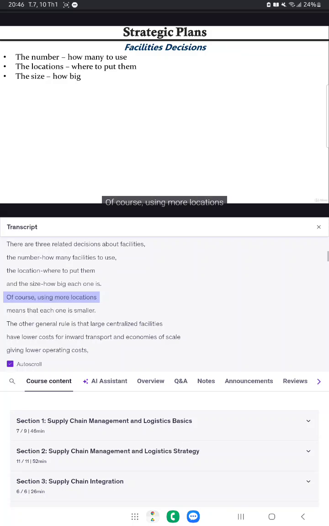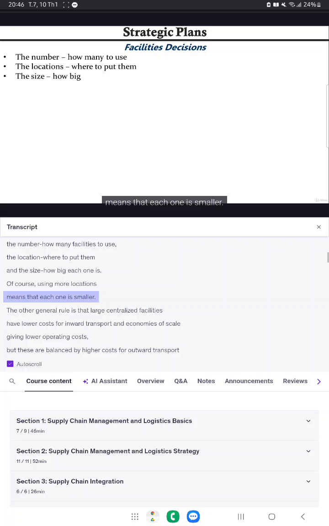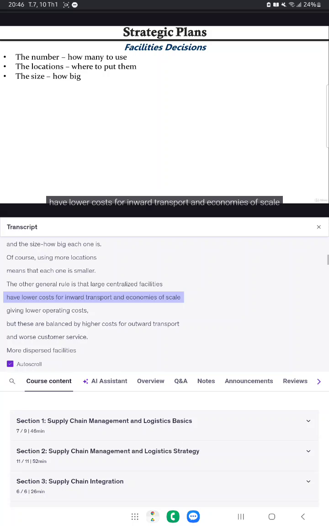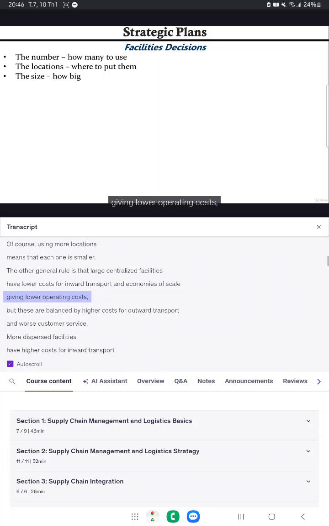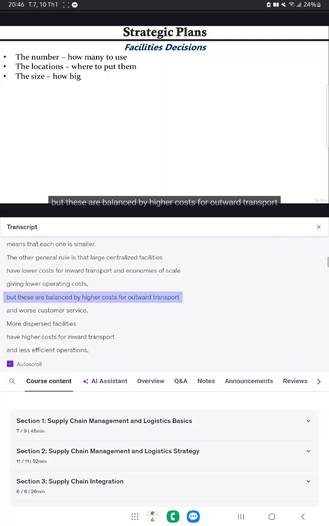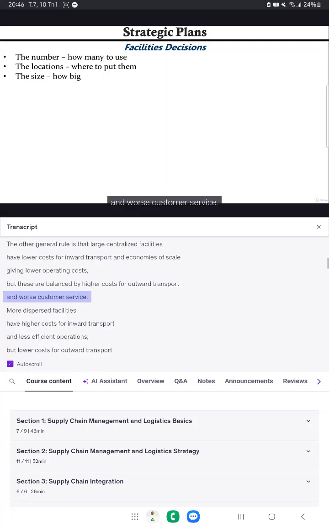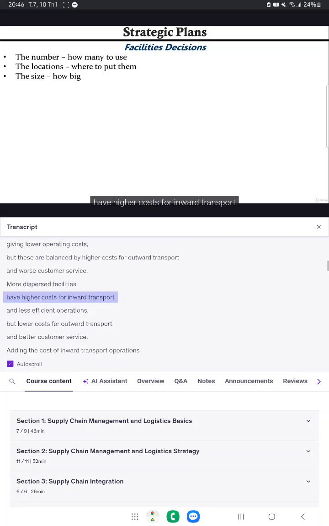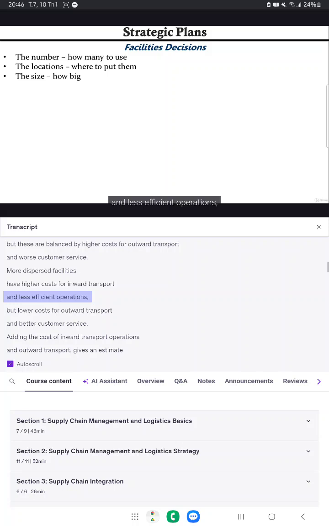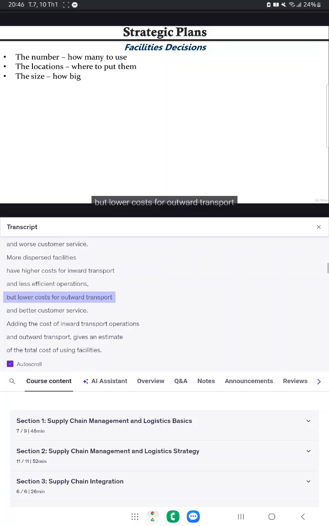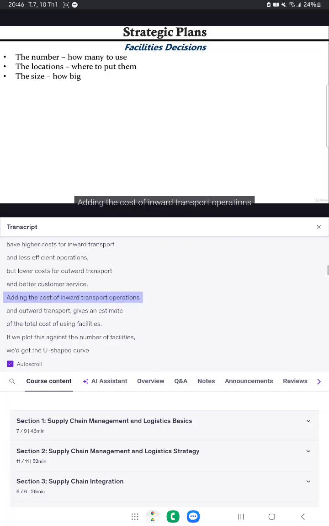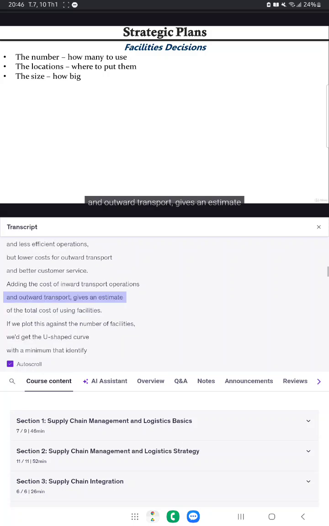Of course, using more locations means that each one is smaller. The other general rule is that large centralized facilities have lower costs for inward transport and economies of scale, giving lower operating costs. But these are balanced by higher costs for outward transport and worse customer service. More dispersed facilities have higher costs for inward transport and less efficient operations, but lower costs for outward transport and better customer service.